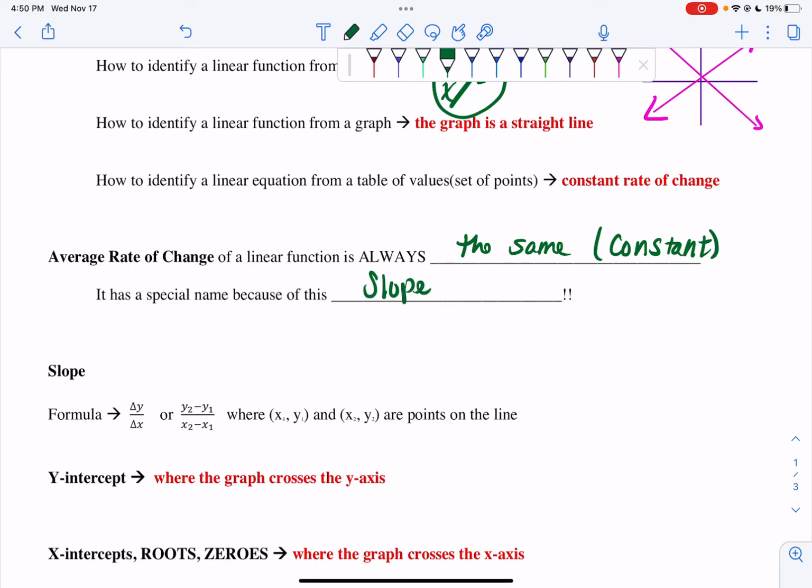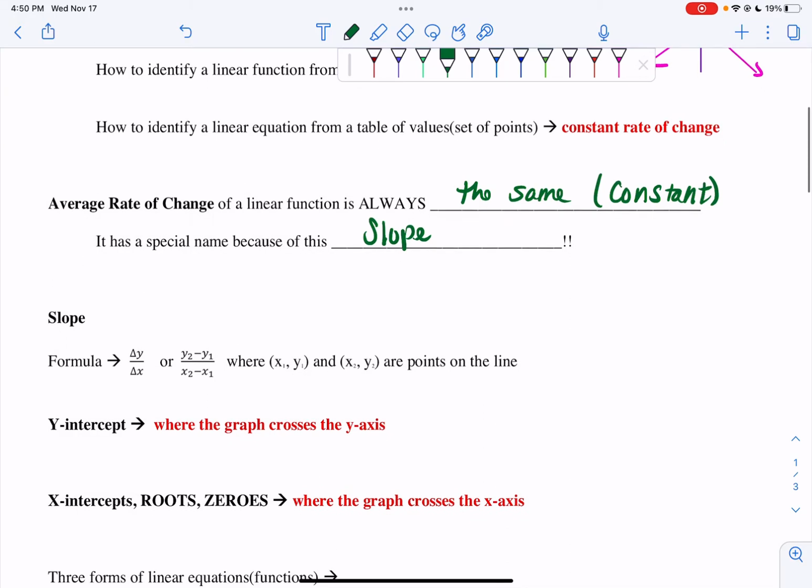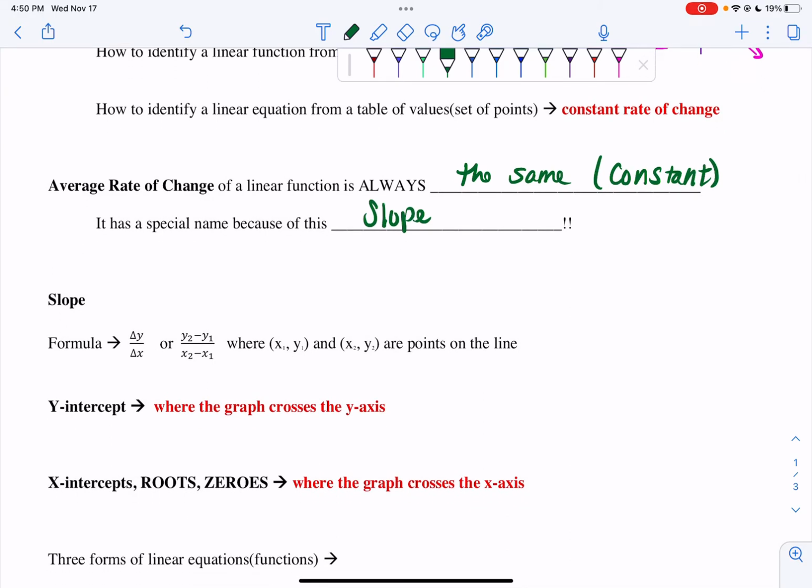So when we look at slope, the formula is delta y over delta x, or y2 minus y1 over x2 minus x1, where x1, y1, and x2, y2 are just points. So subtract your y's, subtract your x's, and then divide them.